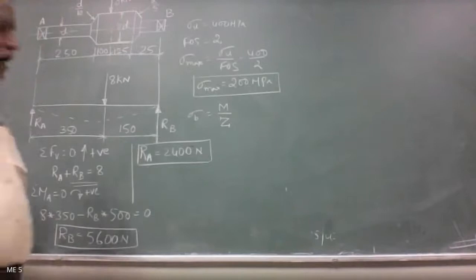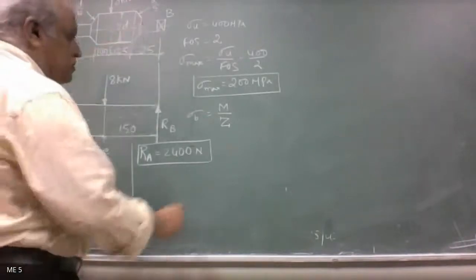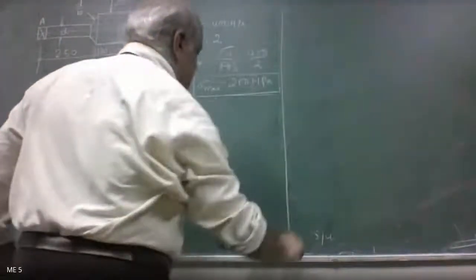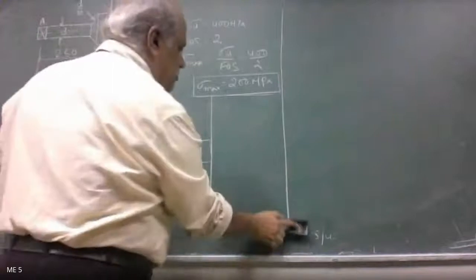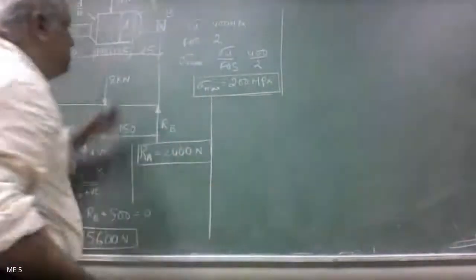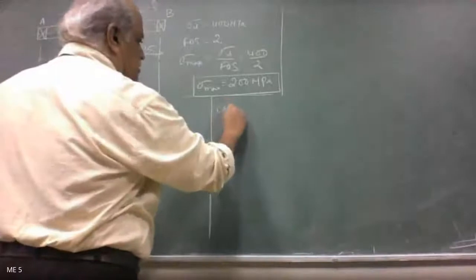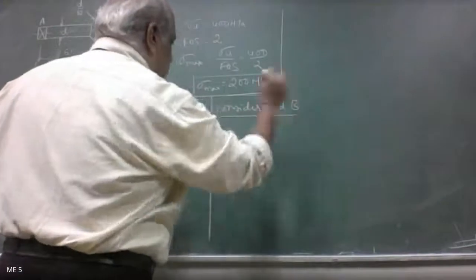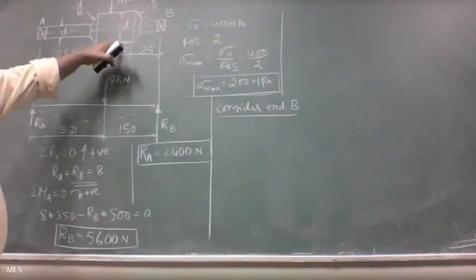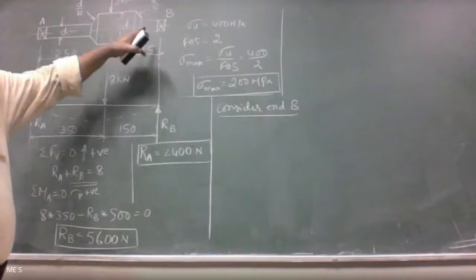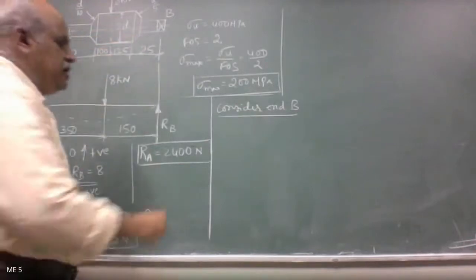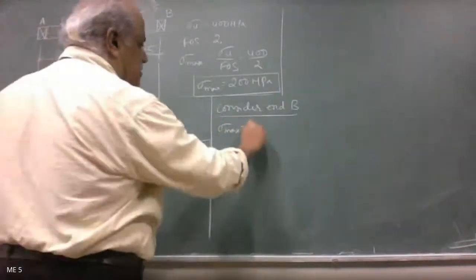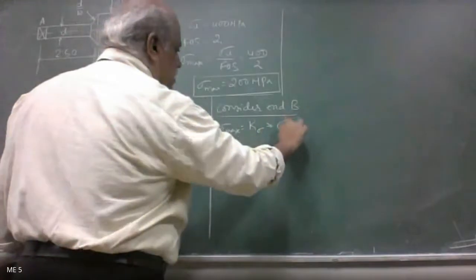Now you consider end B. So up to that is the finding of reactions. Now we need to take up end B. It is like a stepped shaft subjected to transverse load. So when you consider end B, sigma max is equal to K sigma into sigma nominal.